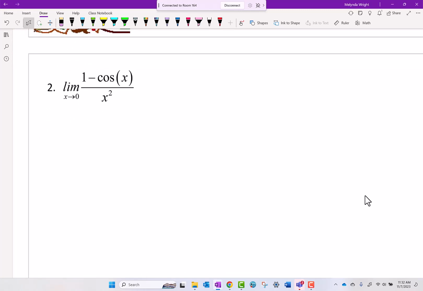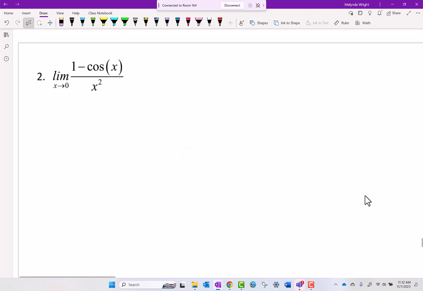So let's see, if I plug a 0 in, we know our unit circle, right? What is cosine of 0? 1. Cosine of 0 is 1, and 1 minus 1 is 0, and 0 squared is 0. So here we go. We have another indeterminate form. This is a type 2 limit.